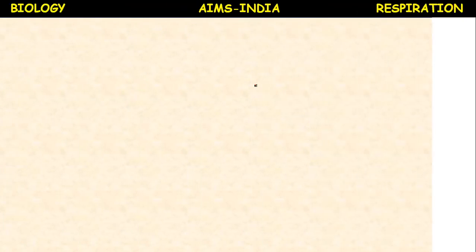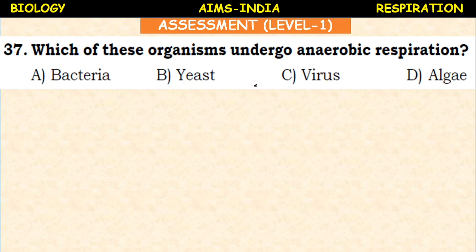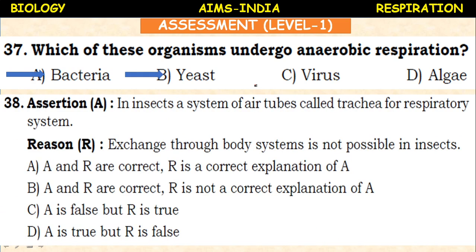Multi-correct answers. Which of these organisms undergo anaerobic respiration? Here bacteria, yeast, virus and algae are given. So here bacteria undergo anaerobic respiration and yeast undergo anaerobic respiration too. Anaerobic means in the absence of oxygen. Assertion and reasoning. Assertion: in insects, a system of air tubes called trachea forms the respiratory system. Yes. Reason: exchange through body surface is not possible in insects. Yes. Both are correct, and the reason is the correct explanation of the assertion.